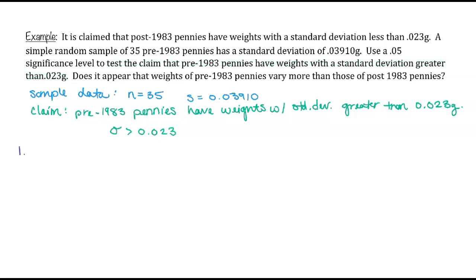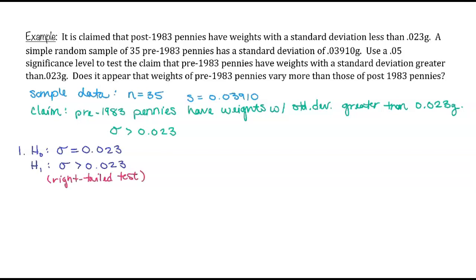Step 1 in hypothesis testing is to determine the null hypothesis, H0. That's the statement of equality, that the population standard deviation is equal to 0.023, that there isn't a significant difference. The alternative hypothesis in this case will match up with our claim that the population standard deviation is greater than 0.023. This also clues us in that this will be a right-tailed test.